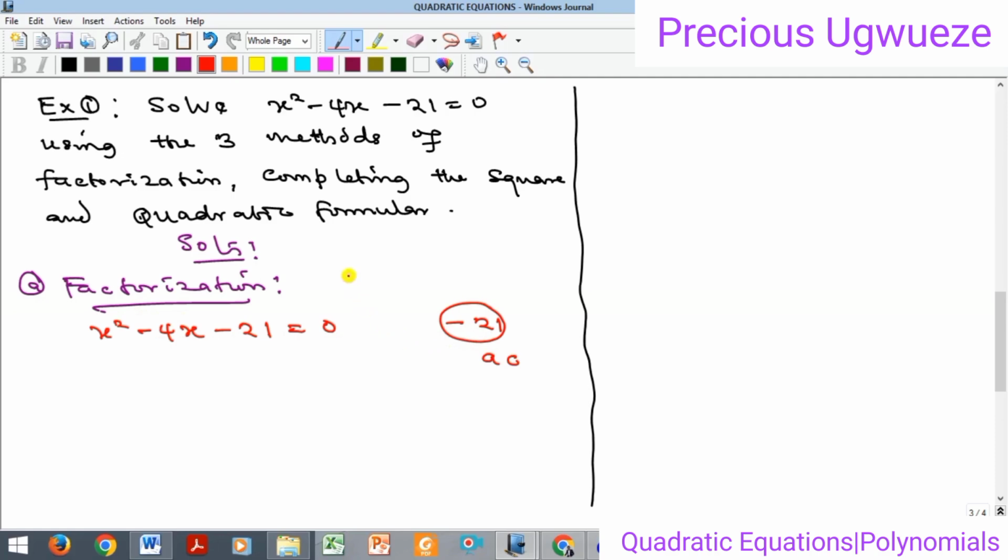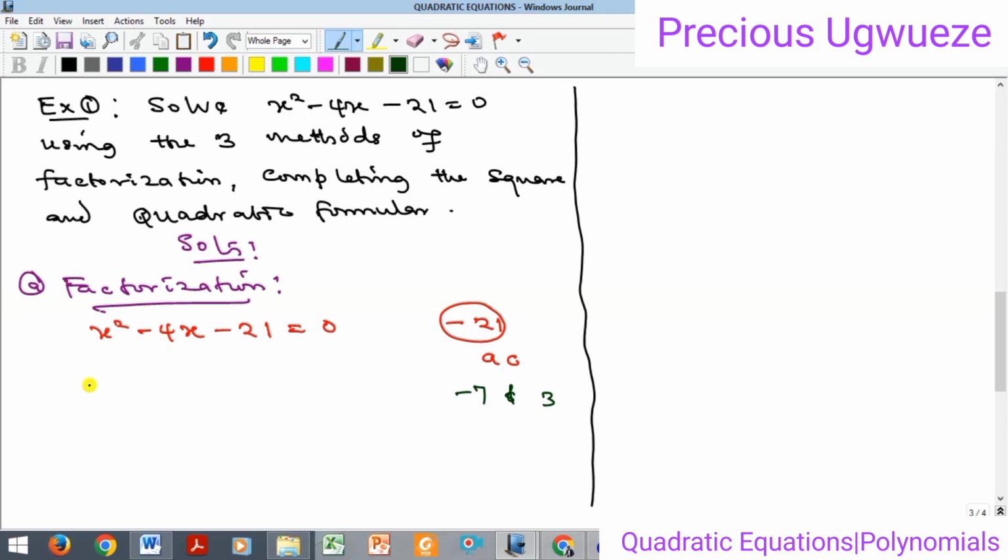So look for two factors of AC that you will multiply, that you will sum to get your B, the coefficient of X. And in this case, the factors of minus 21 that can do that are minus 7 and 3. Of course, minus 7 and 3 can divide minus 21, and the sum of the two will give me minus 4. And so when you have done that, the third step says that you should use these two terms that you got here to substitute your minus 4.